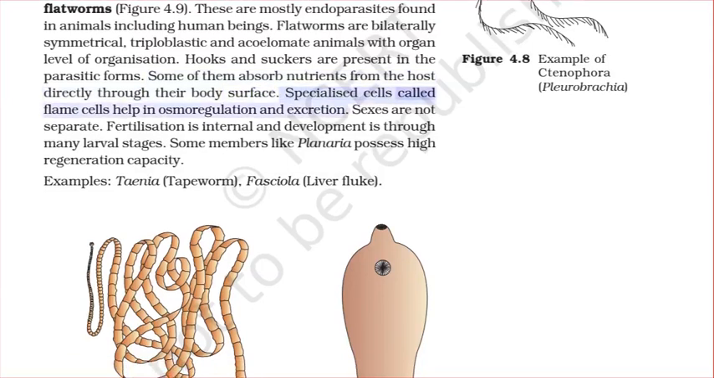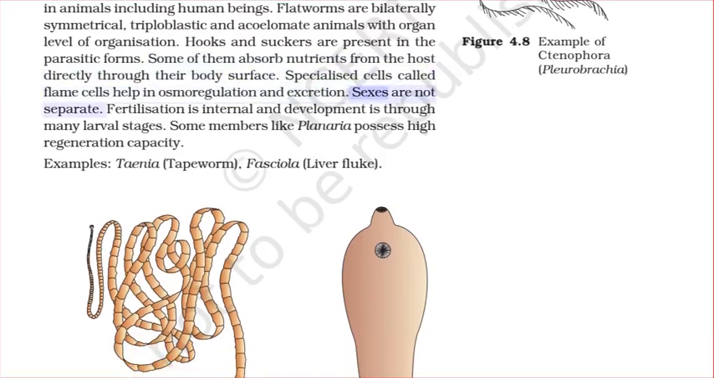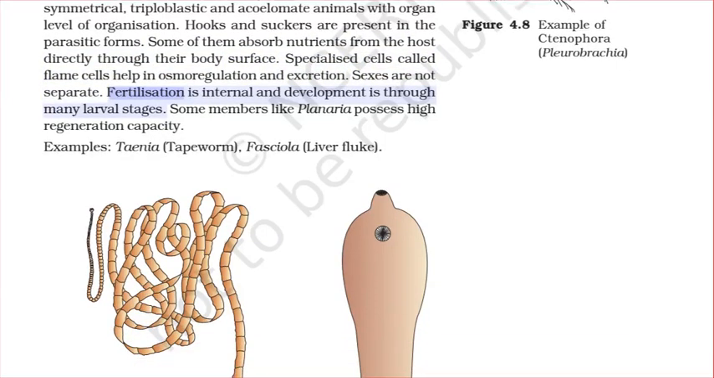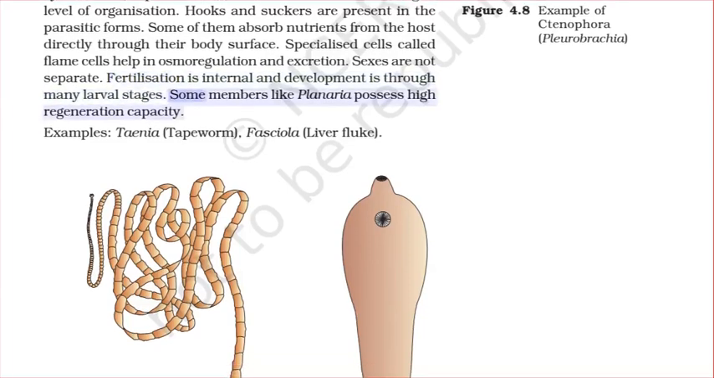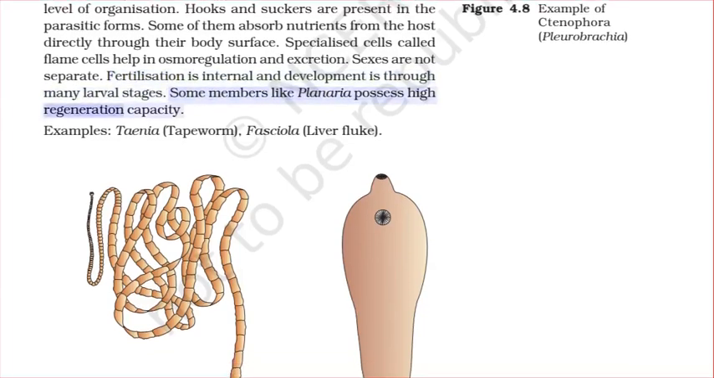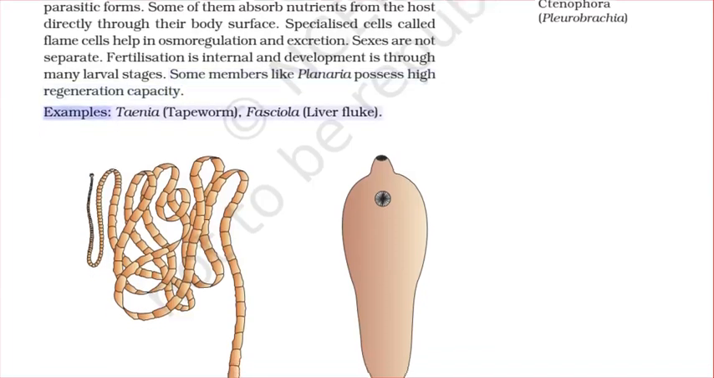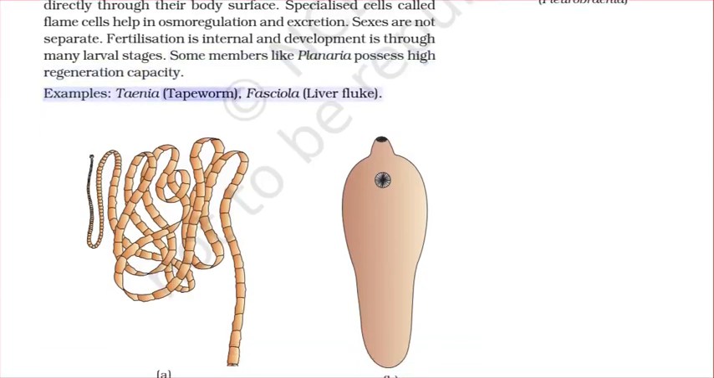Specialized cells called flame cells help in osmoregulation and excretion. Sexes are not separate. Fertilization is internal and development is through many larval stages. Some members like Planaria possess high regeneration capacity. Examples: Taenia (tapeworm), Fasciola (liver fluke).